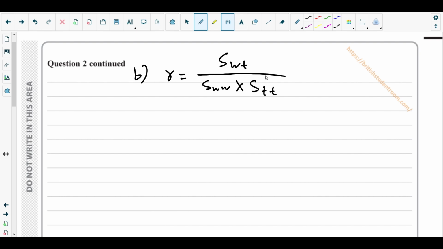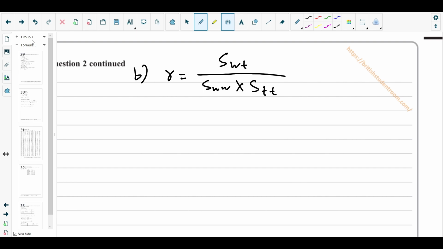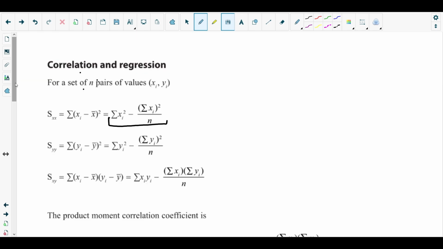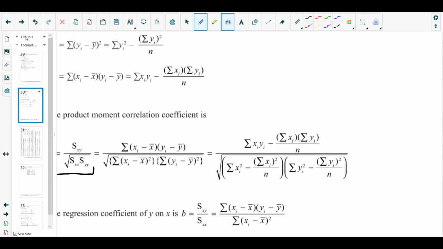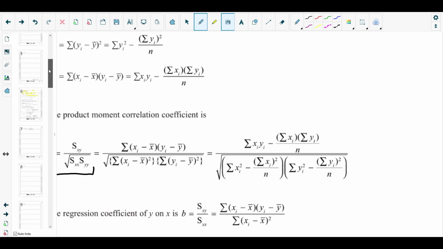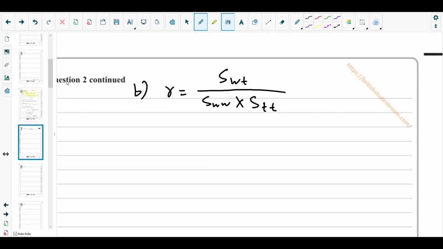This is also given in the formula booklet. You can check it out from the formula booklet. The product moment correlation coefficient is this formula basically. So S of xy, since we have W and T as the variables, we write S of WT over square root of S of WW times S of TT.